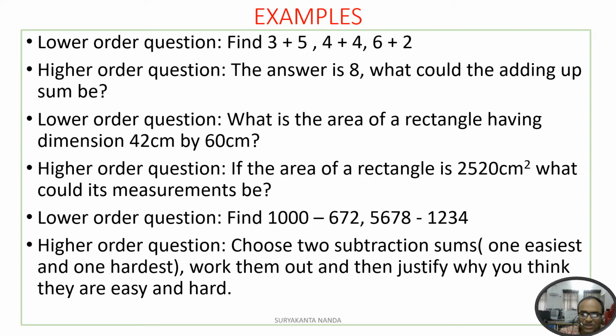Suppose a lower order question is like this: find 1000 minus 672, or 5678 minus 1234. You will find the second difference is tougher than the first one. The higher order question may be like this: choose two subtractions, one easiest and one tougher, or hardest. Work them out and then justify why you think they are easy and hard. Students will say 5000 minus 672 is easier than subtracting 1234 from 5678.